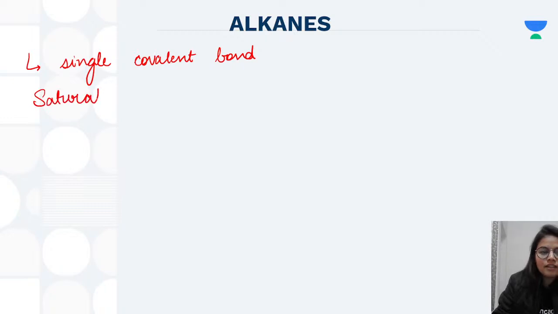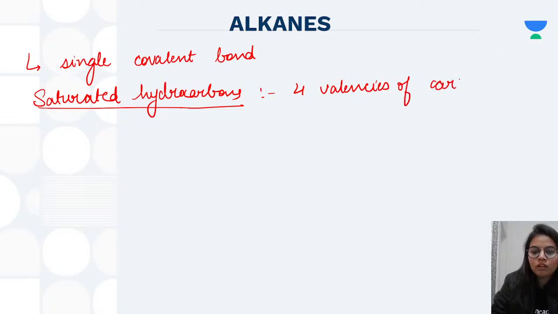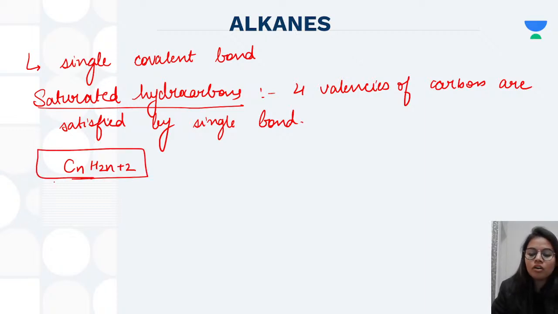And alkanes, they are known as what? They are known as saturated hydrocarbons. Now, why are they known as saturated hydrocarbons? Because all the 4 valencies of carbon are satisfied by a single bond. Okay, now if I talk about the formula, we have the general formula of CnH2n+2. And because of this formula, we have got single bond. Okay, so we have either single C-C bond or single C-H bond.